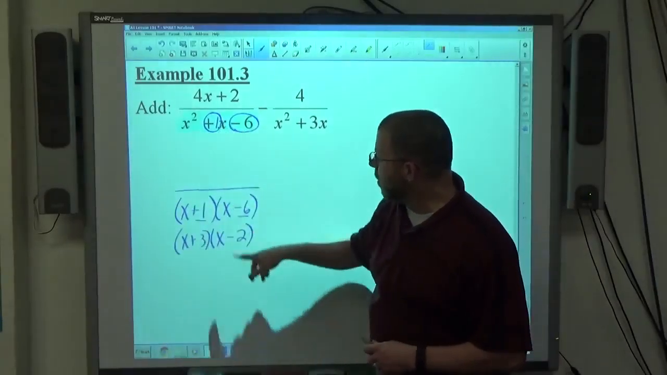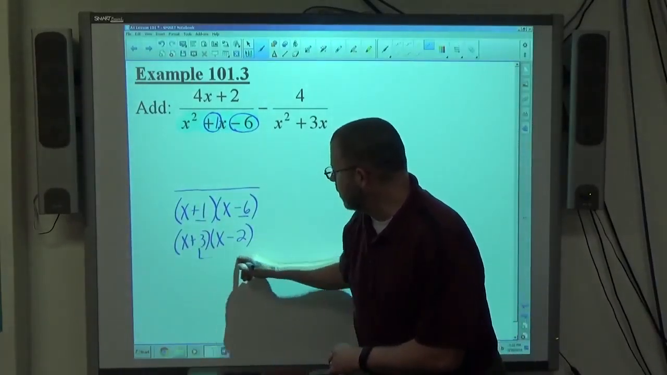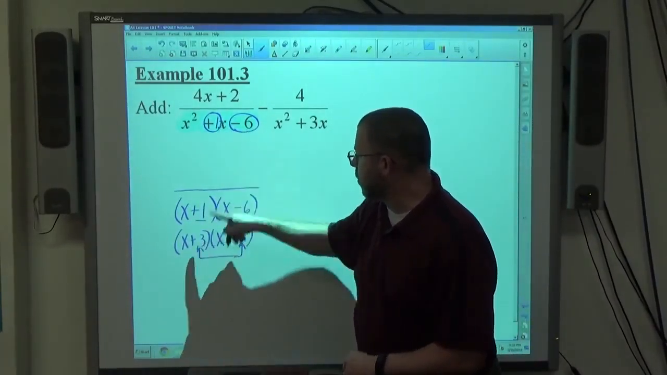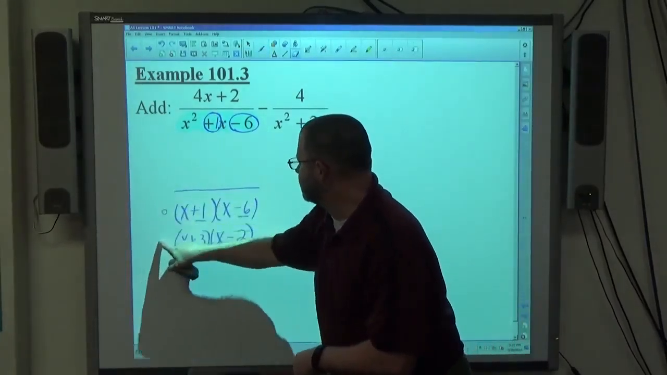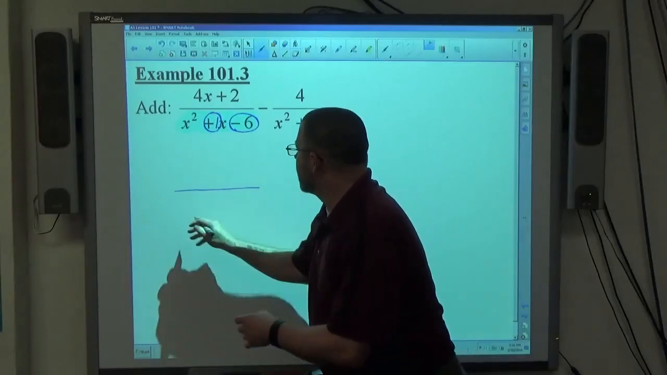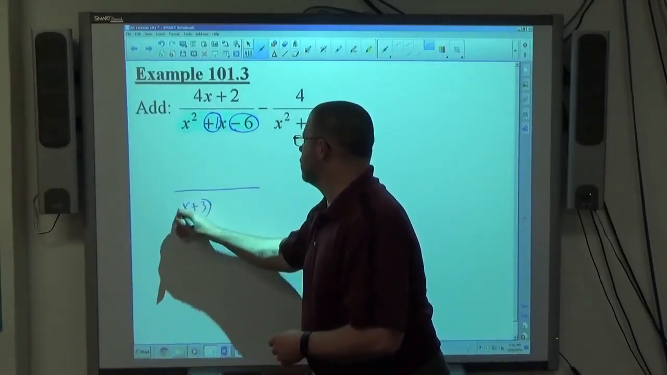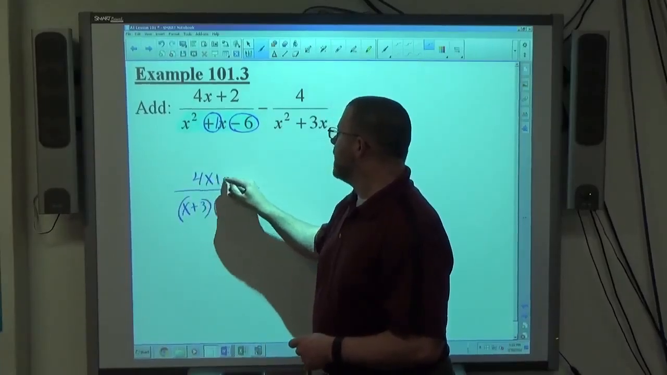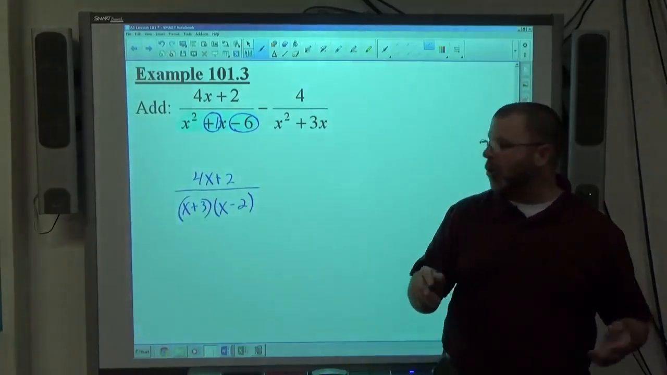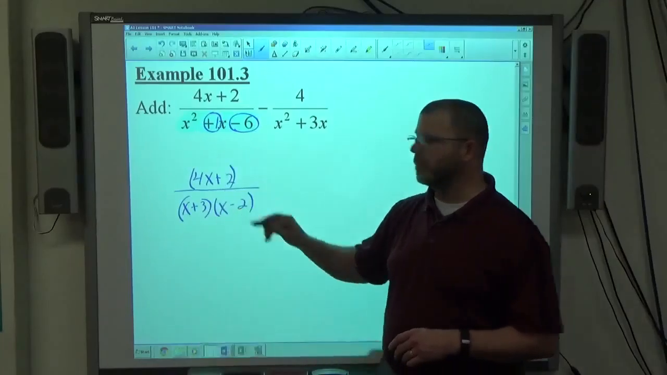But since it's positive 1, you can see that Mitchell's 3 times negative 2 makes the negative 6 we want, and 3 plus negative 2 makes the positive 1 we want. All right. So that's the correct factored form. So x plus 3 times x minus 2, and 4x plus 2 is on top. Now be careful that the top this time is a binomial. I'm going to go ahead and put that in parentheses also.